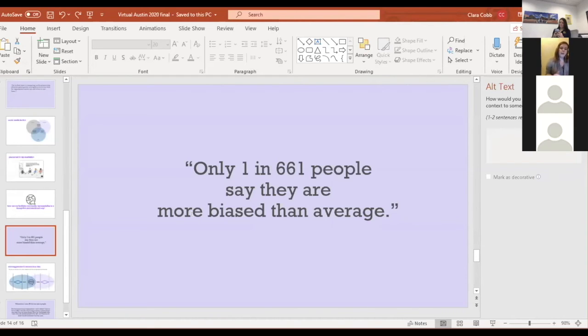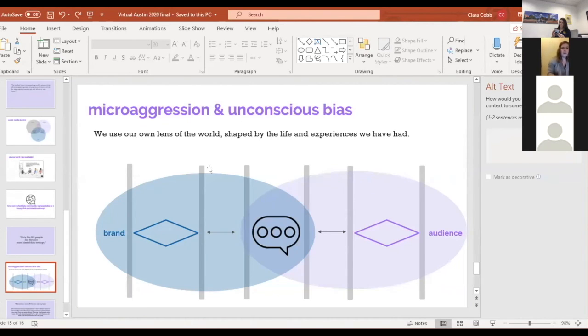But when you look at how people think about their world perspective, only 1 in 600 people will say they're more biased than average. And so when we're thinking about microaggression and unconscious bias in relation to how we're going to place media, especially on social media, I think it's just a matter of thinking about all of the noise.